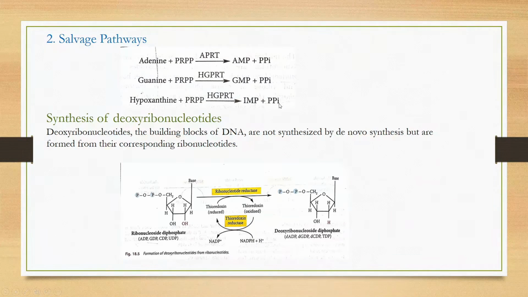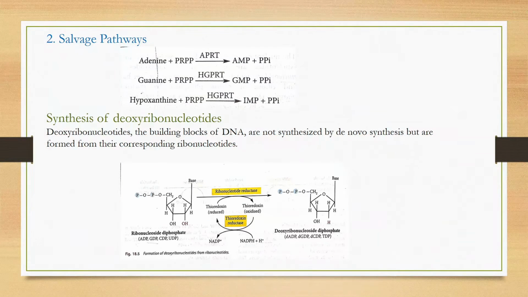Now the synthesis of deoxyribonucleotides. Deoxyribonucleotides are the building blocks of DNA. They are not synthesized by de novo synthesis as such, but are formed from their corresponding ribonucleotides. First, the ribonucleotides are synthesized by de novo synthesis, and deoxyribonucleotides are synthesized from the ribonucleotides.